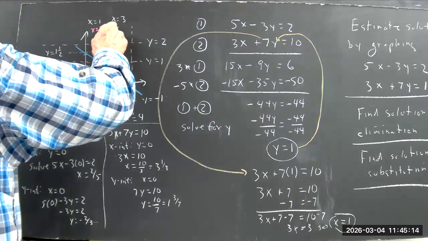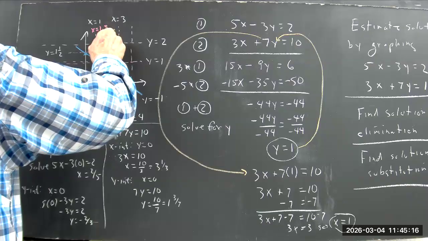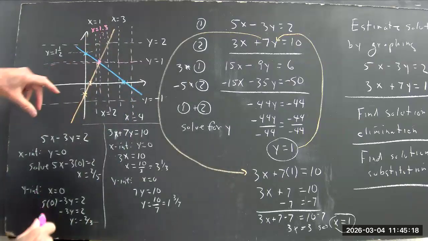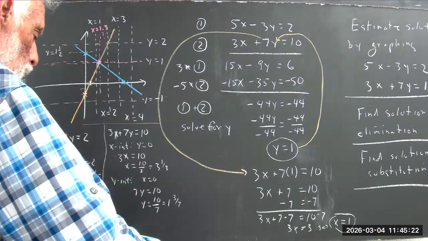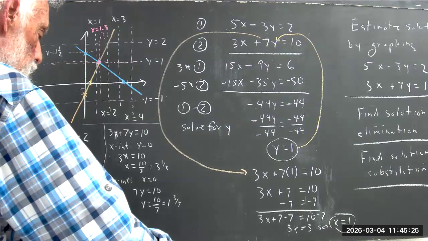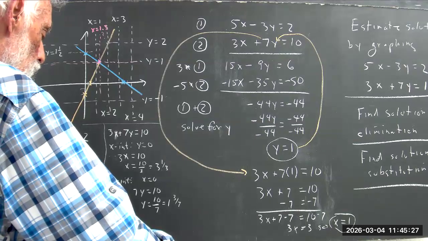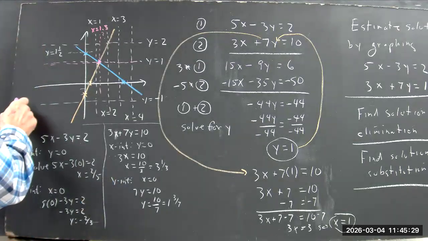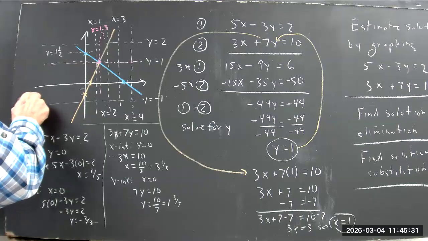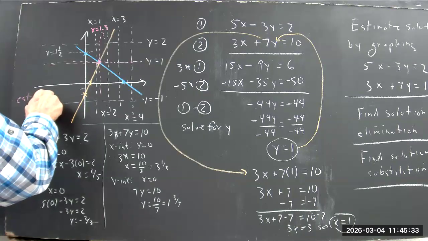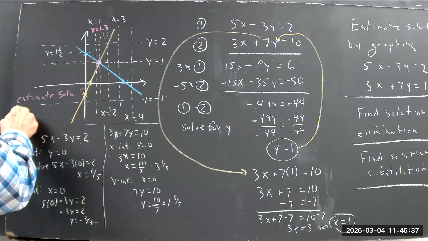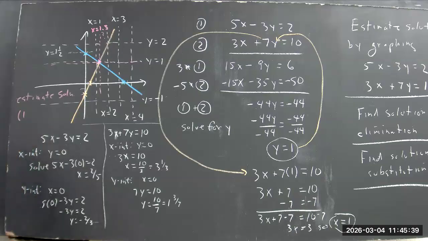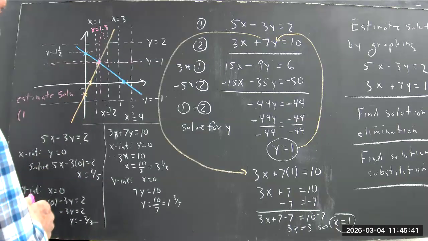X equals 1.3, with a well-constructed question mark there. We're not sure of that. So we estimate the solution. Now I estimated by decimal 1.3.